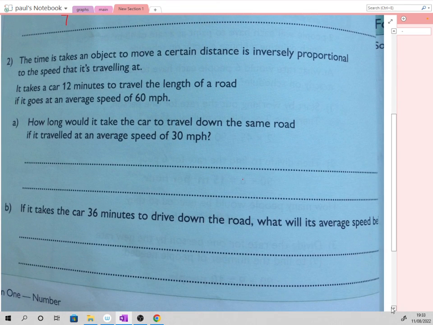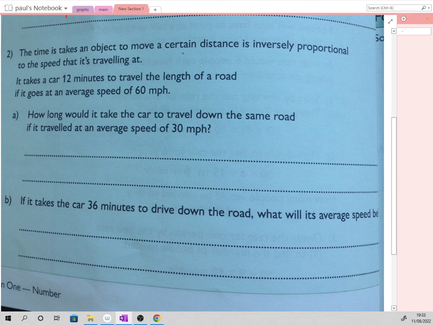Right, this looks complicated. The time it takes an object to move a certain distance is inversely proportional to the speed that it's travelling. I thought the faster it goes, the further it could go. But anyway, we'll just go along with this. It takes a car 12 minutes to travel the length of a road, and it goes at an average speed of 60. How long would it take the car to travel down the same road if it travelled at an average speed of 30?